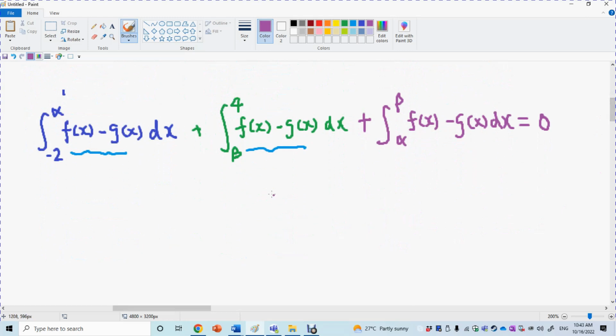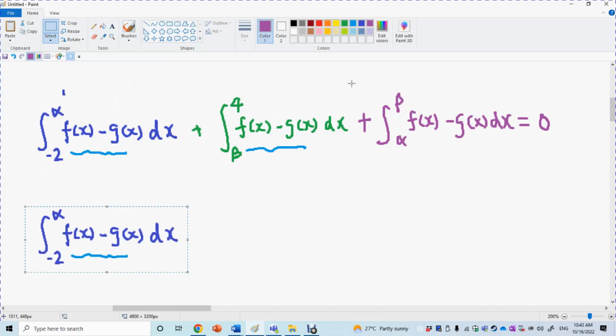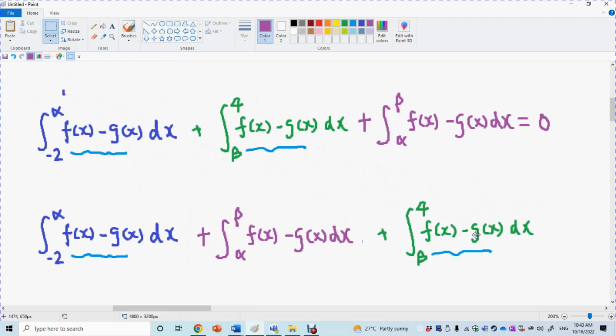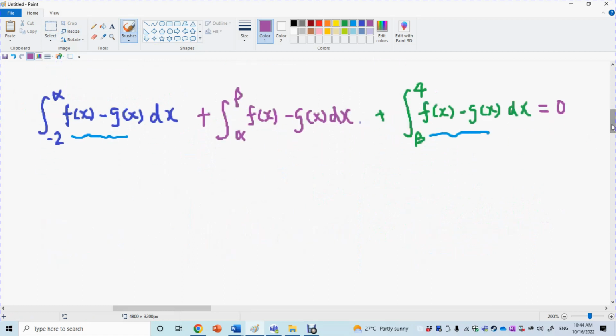So right now, let's have a look. What happens here is you have minus 2 to alpha, and then that alpha should connect to the alpha in the last integral, from alpha to beta, beta to 4. So can I swap the green and the purple integral again? That's another thing I would like to do. First, I'm going to copy and paste my first integral here. Then I'm going to move my purple integral into the second place and my green integral to the last place. So I'm just playing around with the integrals. Of course I can do it, but what's the advantage of playing that trick?